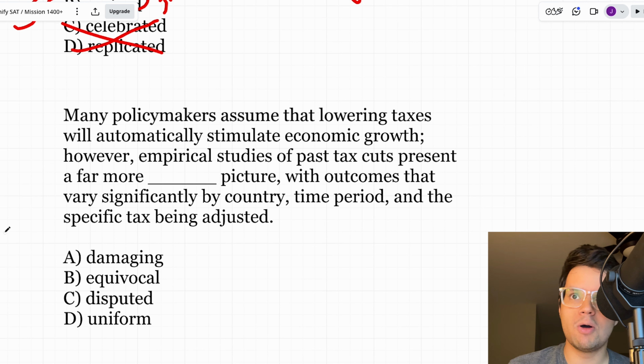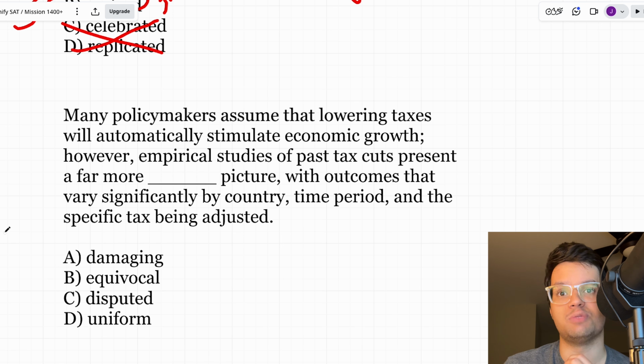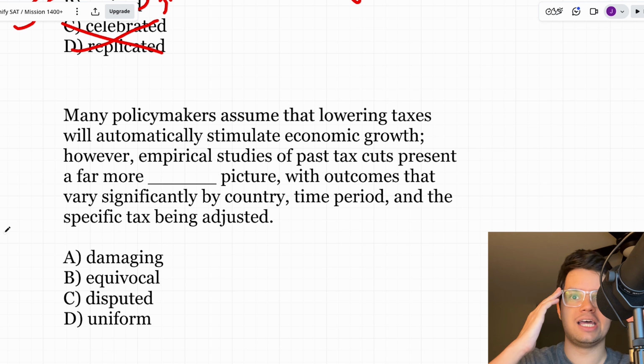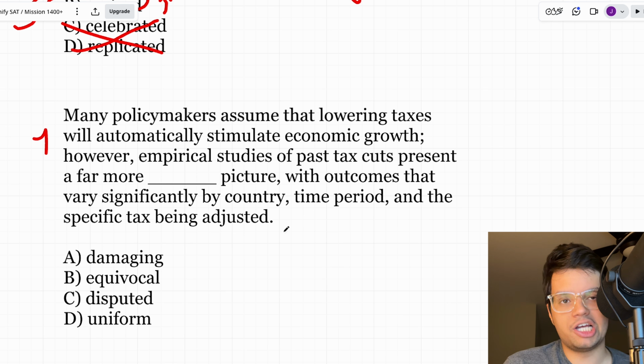Here's a much harder one now. Many policymakers assume that lowering taxes will automatically stimulate economic growth. So trickle-down economics type stuff, if you get lower taxes, more stuff in the economy. However, empirical studies of past tax cuts present a far more blank picture, with outcomes that vary significantly by country, time period, and the specific tax being adjusted. So there's a lot more stuff going on. It's a lot more complicated, you could say, than what they initially expected. As for my prediction, I guess I would just say complicated. Yeah, that's a pretty fair one.